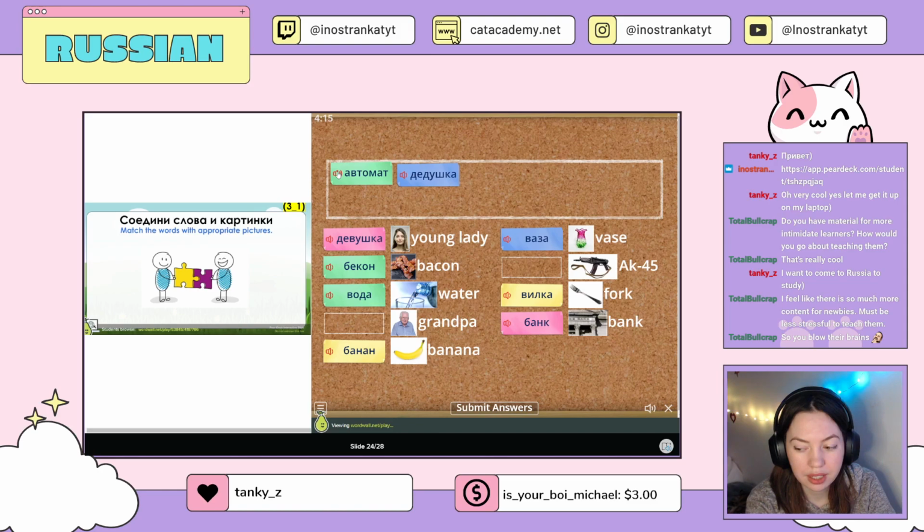Автомат. We spoke about it today. AK-45 or a vending machine or any automated machine. Автомат. And the final one has to be дедушка.